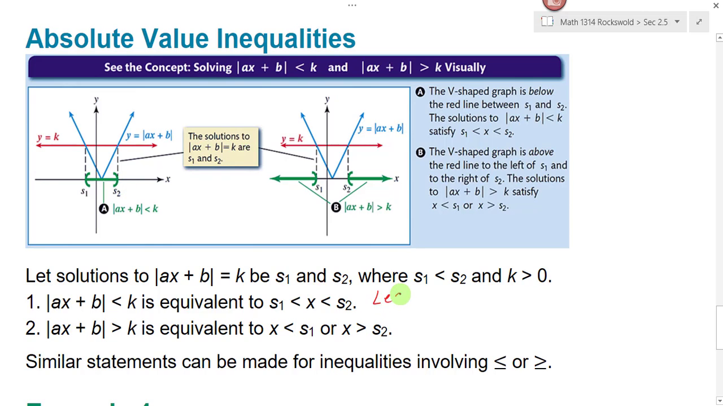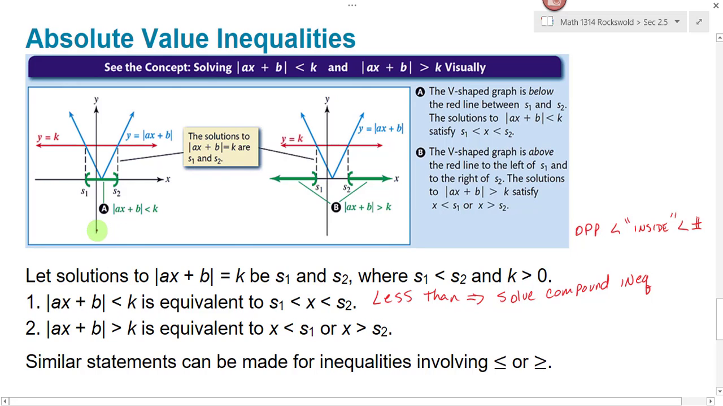So with the less than, you're going to set up a compound inequality. The compound inequality is going to look like this. We take the opposite is less than, the inside is less than the number that's on the right. That's how you set this up. This would be negative k is less than ax plus b is less than positive k. Whenever you have a less than, that's how you work the problem.